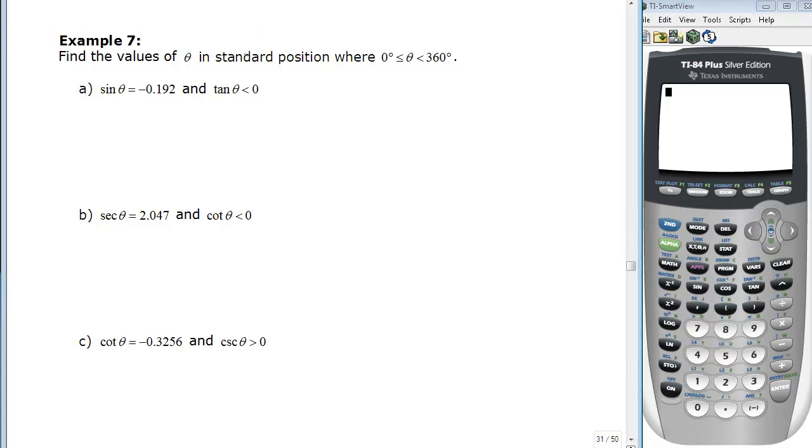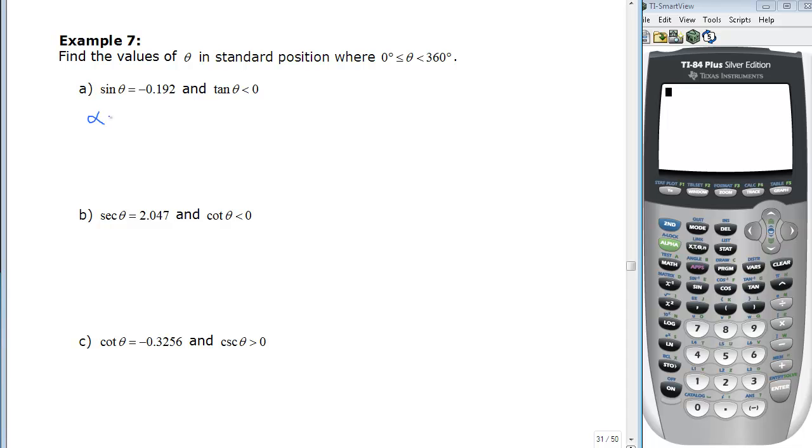In this video, we're going to do some more examples of finding values for theta in standard position, and we're going to continue to work in degrees here, between 0 degrees and 360 degrees. What's different about these questions is we have an extra piece of information here which will restrict which quadrant our answer can be in.